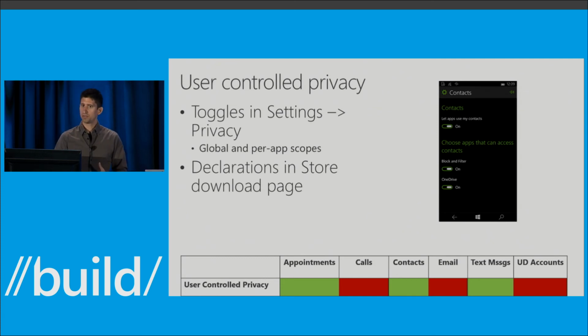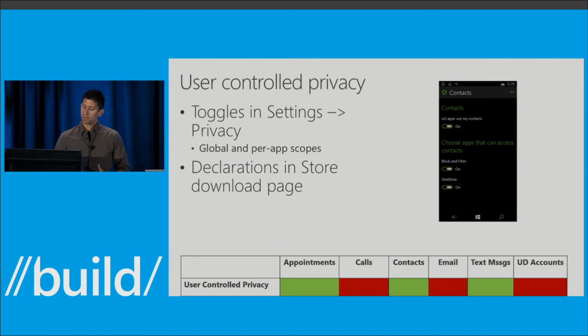Then, if they choose to do so, there are these new privacy settings pages, which are available on the most recent flights that are available publicly. These allow the users to turn on and off access to things like contacts or appointments or text messages for individual applications. So at any time, the user is able to go and turn off your app's access to these data types. So it is important that you handle the cases where the user does that, and we'll show you how to do that in a moment.